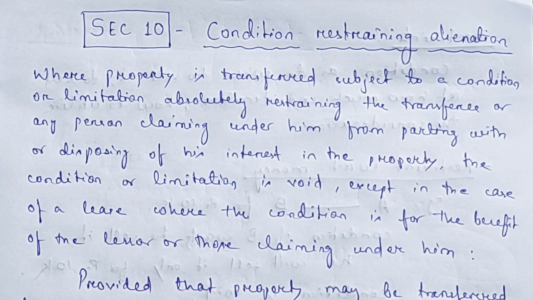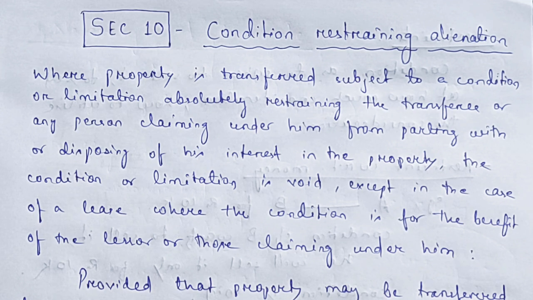Hello everyone. Now we'll deal with section 10 of the Transfer of Property Act, which says condition restraining alienation. Now let's see the section: where property is transferred subject to a condition or limitation absolutely restraining the transferee or any person claiming under the transferee from parting with or disposing of his interest in the property, the condition or the limitation is void, except in the case of a lease where the condition is for the benefit of the lessor or those claiming under him.